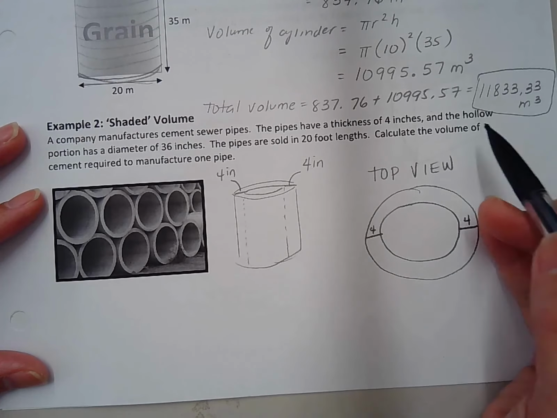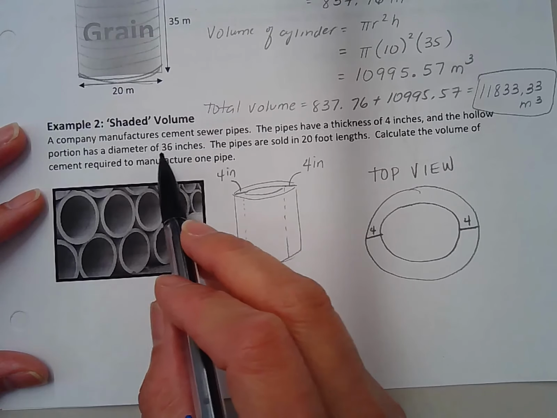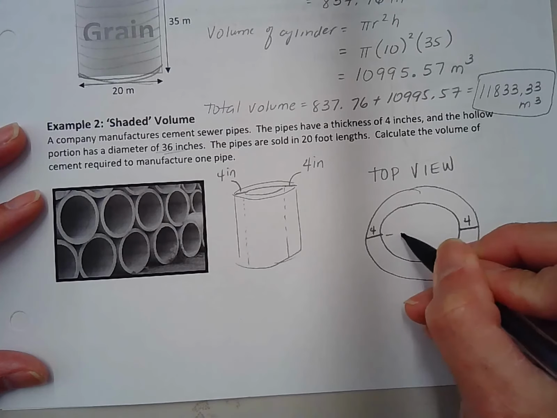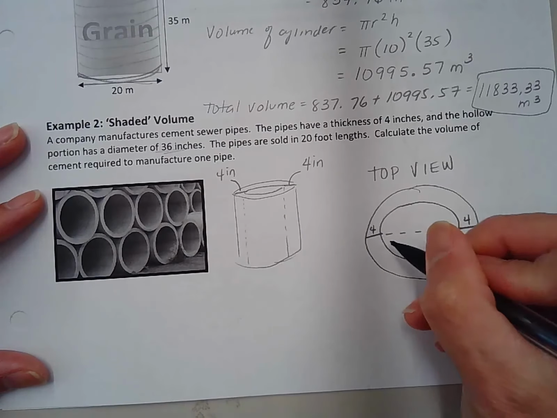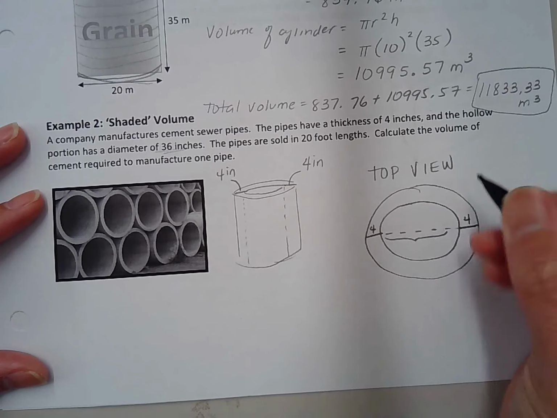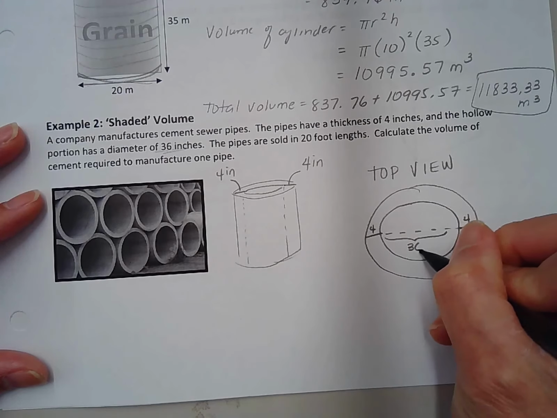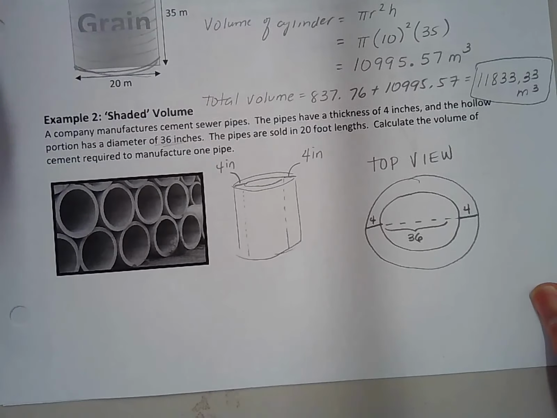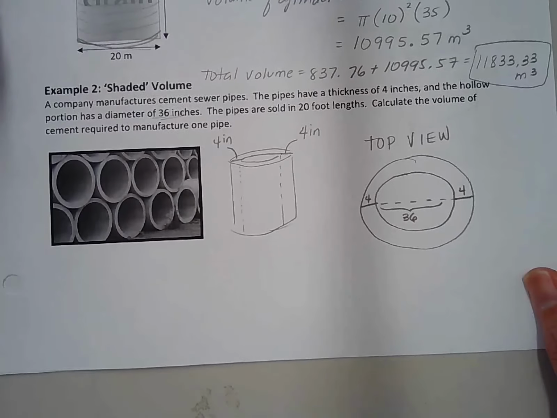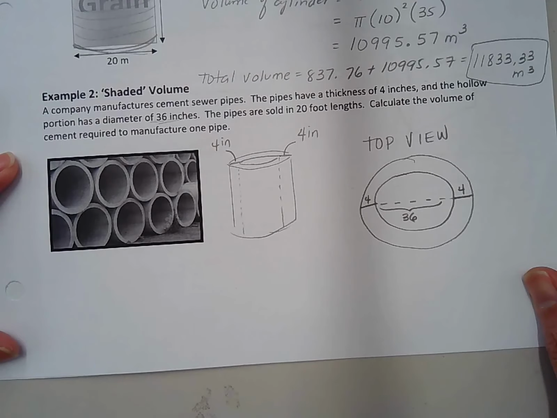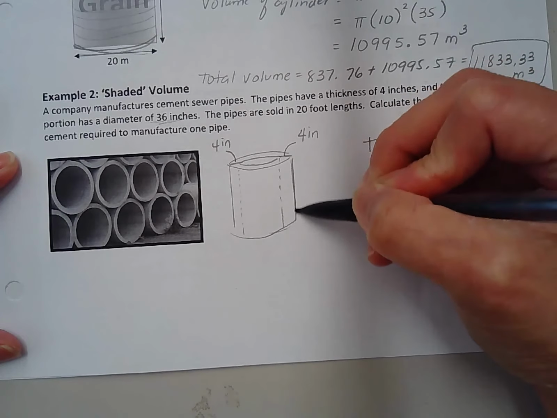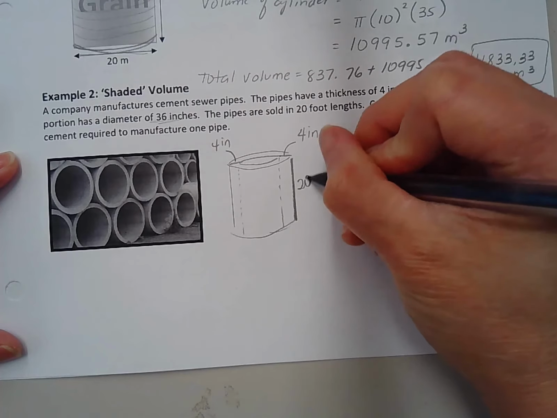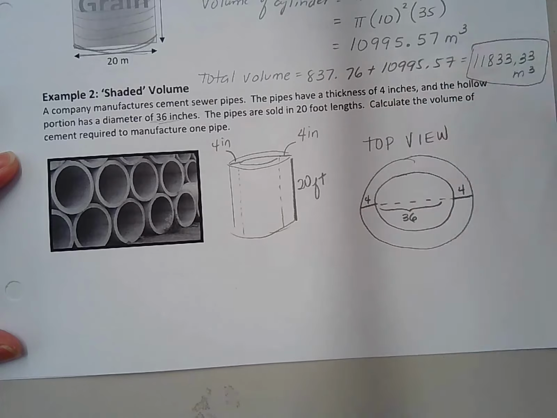What else is in here? It says here, the hollow portion has a diameter of 36 inches. Well, where's the hollow portion? That's this part here. This is the hollow portion, and then they said that's 36 inches. The pipes are sold in 20-foot length. So 20-foot length, that's the height there.